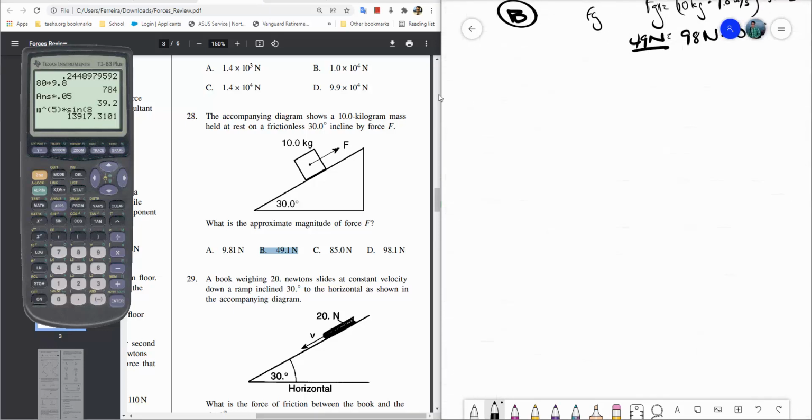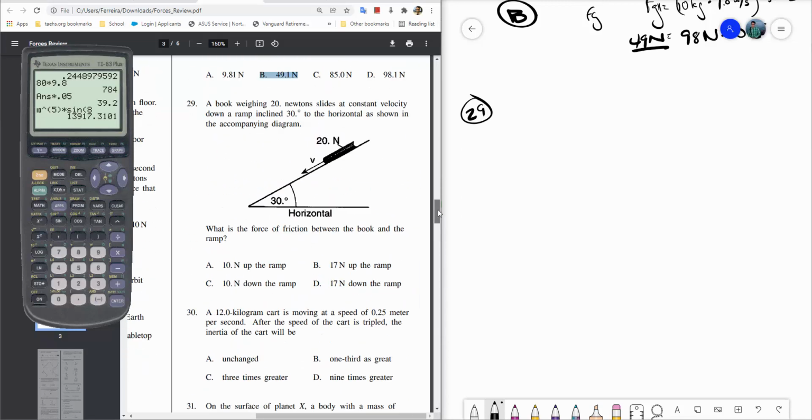29. A book weighing 20 newtons. Oh, you know what? I totally forgot. We need to do springs. Just came to my mind. It's okay. Deal with energy.